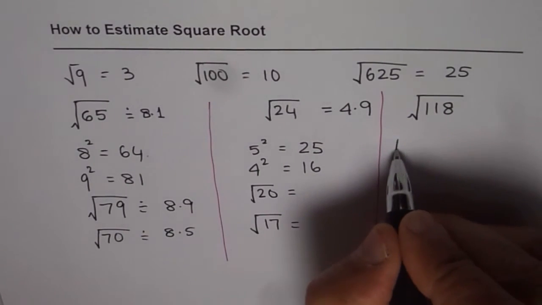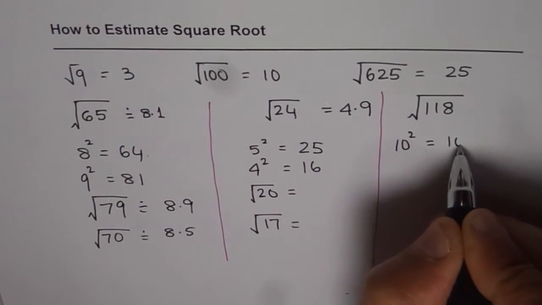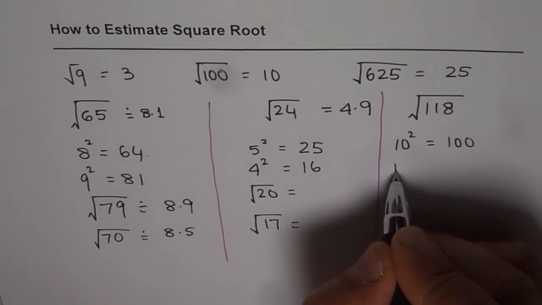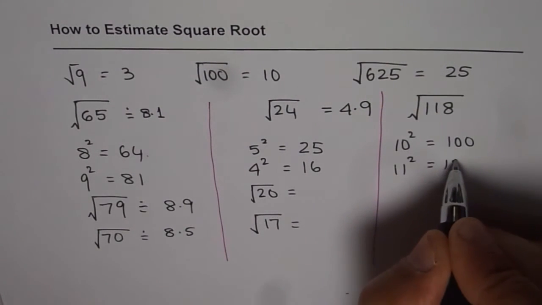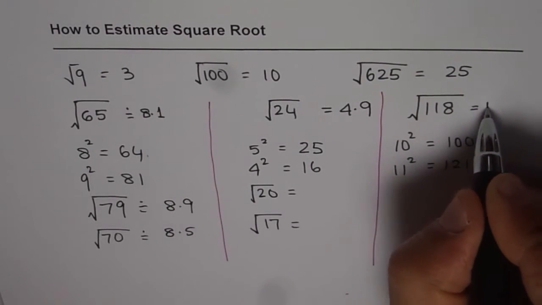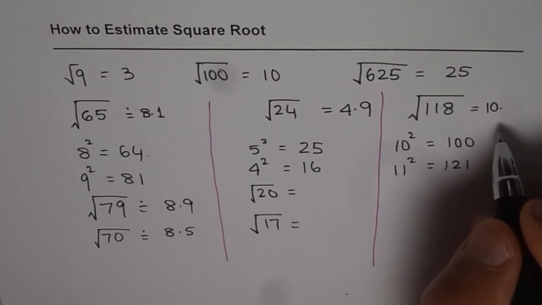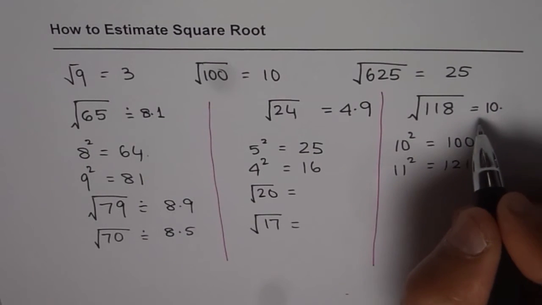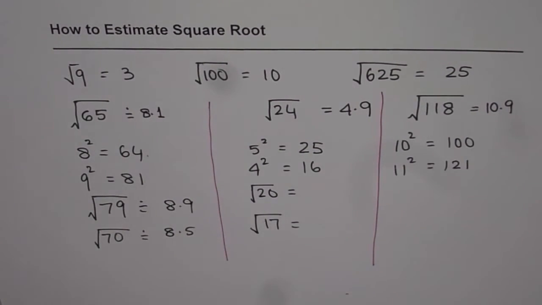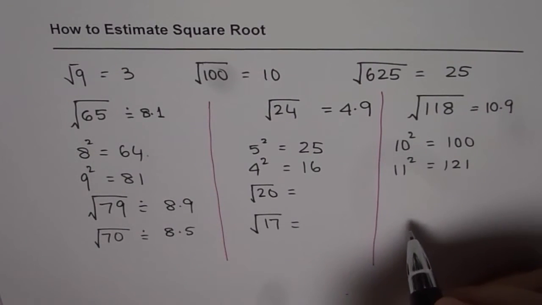Now you know 10 square is 100, but 118 is more than 100. So let's try 11. 11 square is 121. Now 118 is close to 121, so you could estimate this as 10.8 or 10.9. So that is how you could estimate, and let's write 10.9 for the time being. So like this you can estimate.